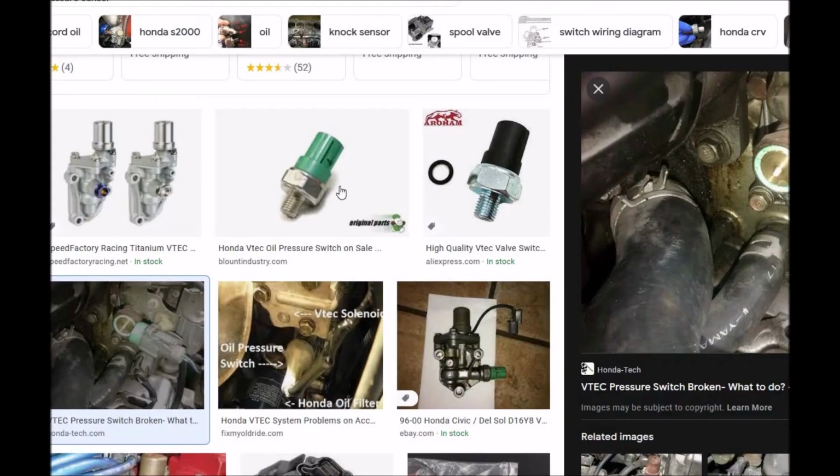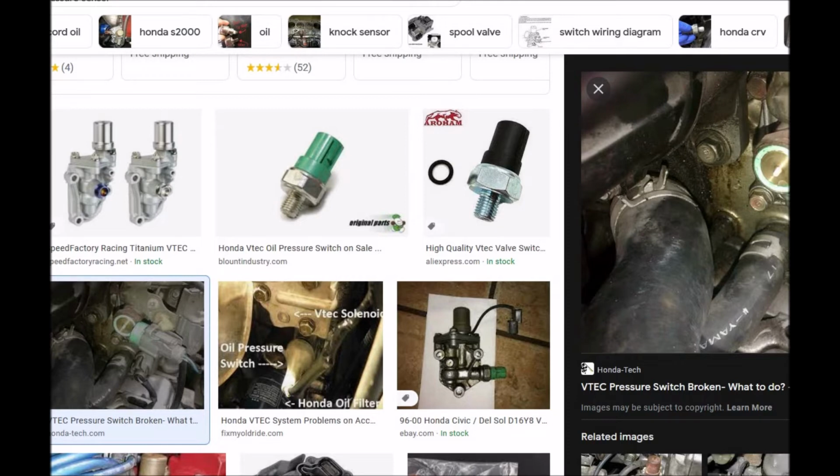The third most common cause is a sensor. It's called the VTEC oil pressure switch or sensor. This is a common problem. It reports the oil pressure to the computer, basically. So when this sensor goes bad, the ECM doesn't get the right readings, and so it just gives this error. It's a low-cost item and relatively simple to replace.